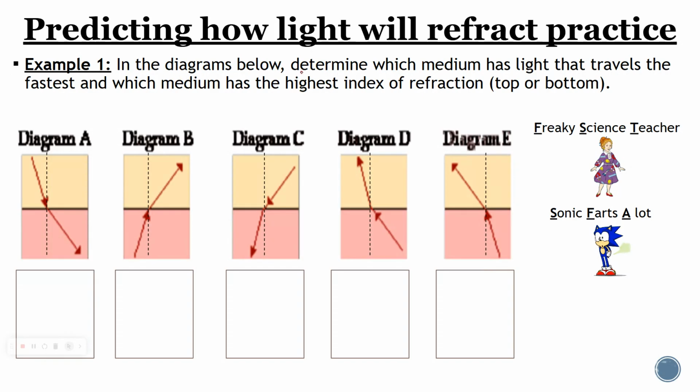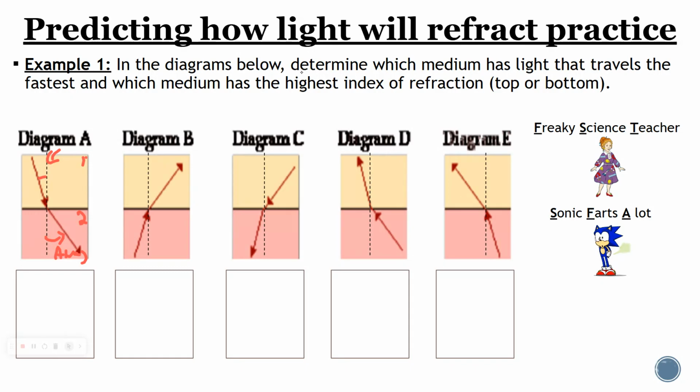So here's our question. In the diagrams below, determine which medium has light that travels the fastest and which medium has light that has the highest index of refraction, the top one or the bottom one. So let's call this medium 1 and this medium 2. Let's examine what's happening to light. Here's our normal, and here's our refracted ray. And you can see clearly that this refracted ray has moved away from the normal compared to here. This angle is larger, so we moved away from the normal.